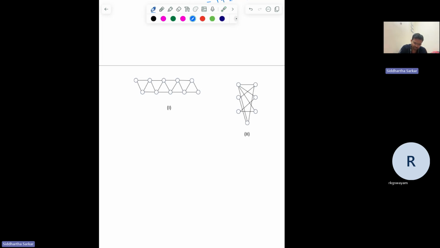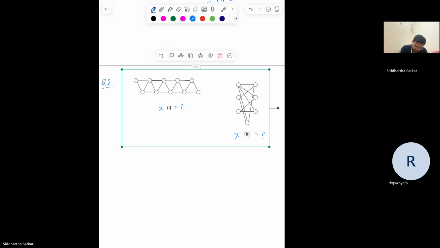By chi, we mean the chromatic number. So let's say this is graph 1. What is the chromatic number of 1? And what is the chromatic number of 2? That's all we are asking. So for the chromatic number of the first graph, because the labels are not assigned to the vertices, if you can write the labels here, 1, 2, 3, 4.